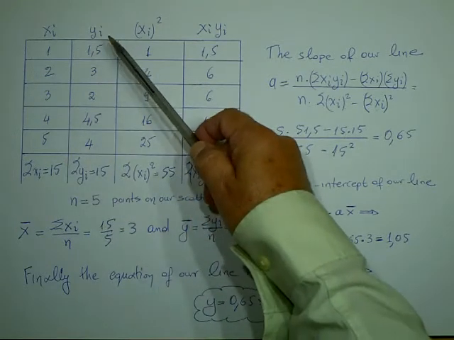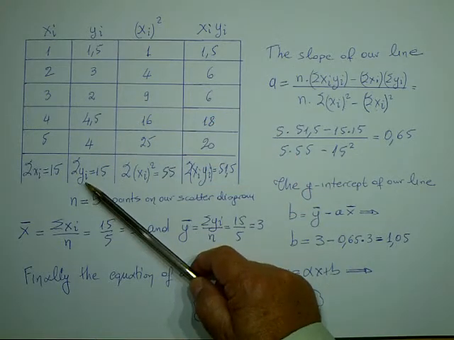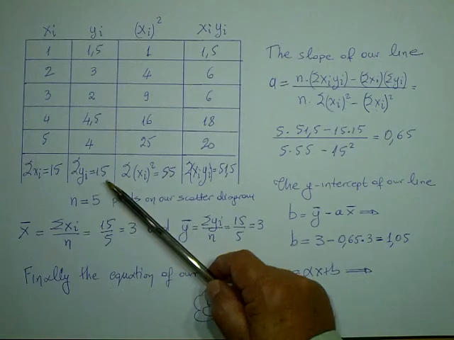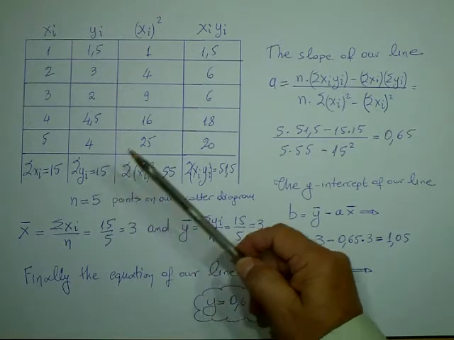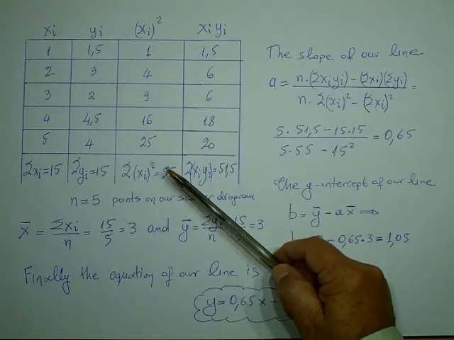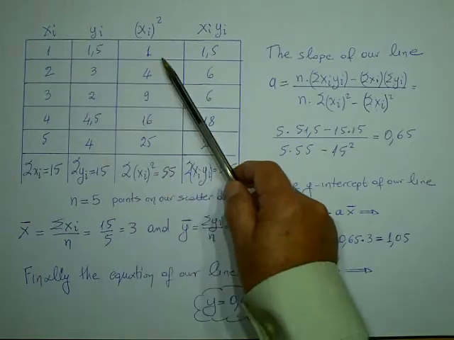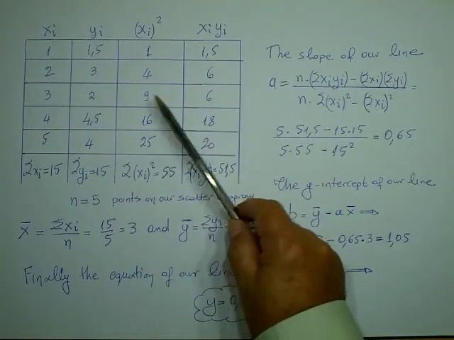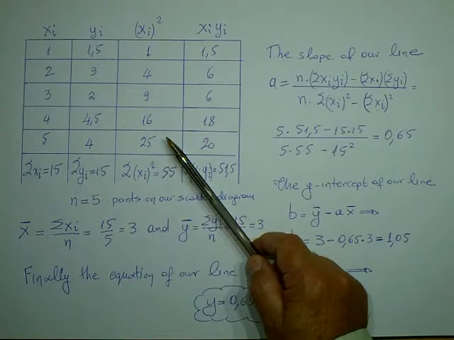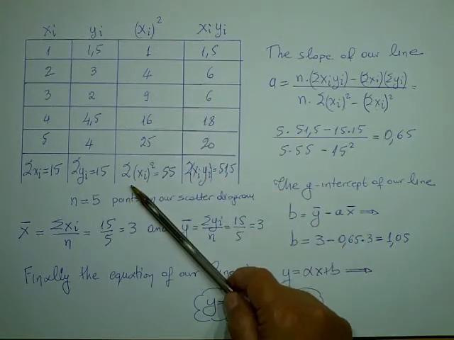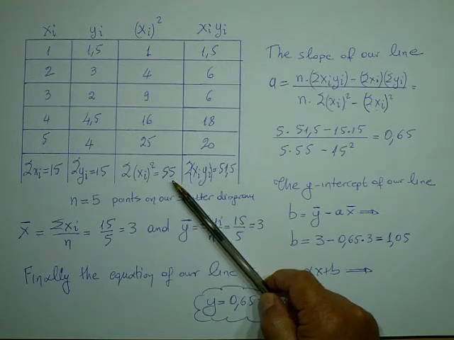I also find the sum of y's. Sigma of y's equals 15 too. After that, I add another column with xi squared, which is 1 squared, 2 squared, 3 squared, 4 squared, and 5 squared, which add to give sigma xi squared equals 55.